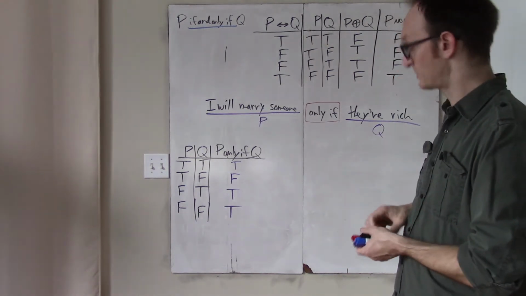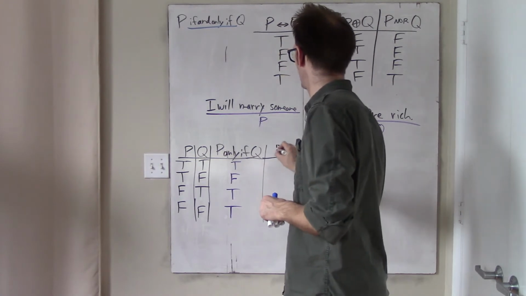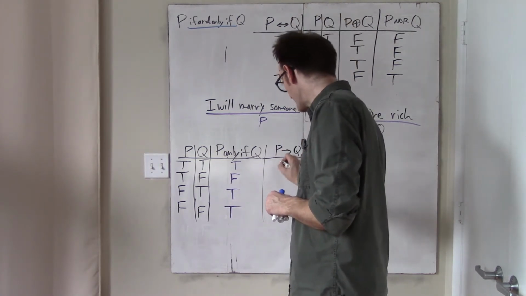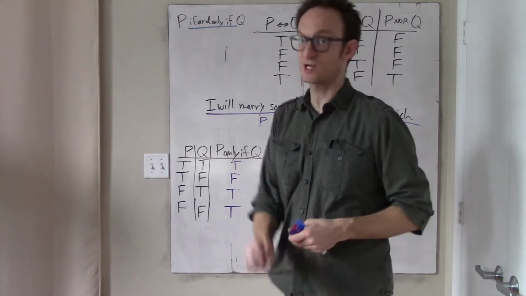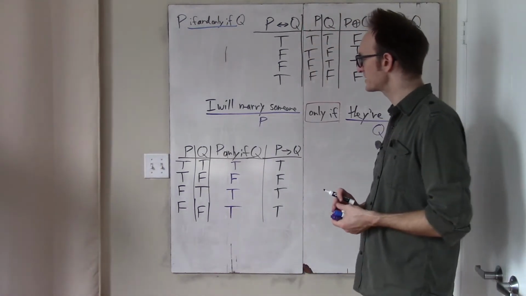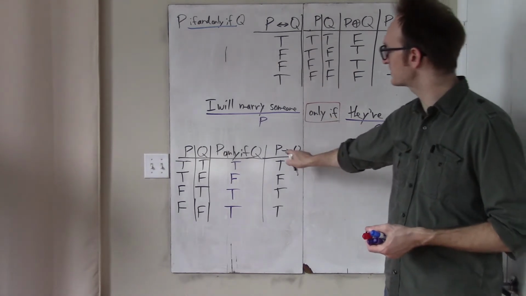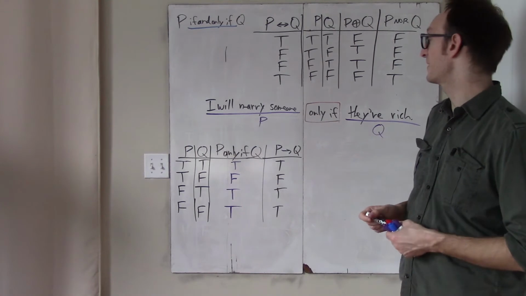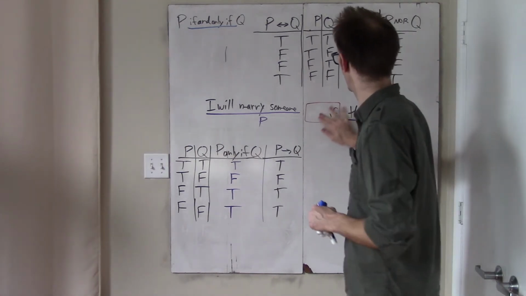And actually that's just quite interesting, because this is precisely the truth table for P arrow Q. We know that that is true, true, false, true, true. And so I feel like I've discovered somehow, by linguistic analysis, that the only if connective just means the same thing as the arrow connective. That's kind of weird. Alright, what if I change this now to I'll marry someone if they're rich?